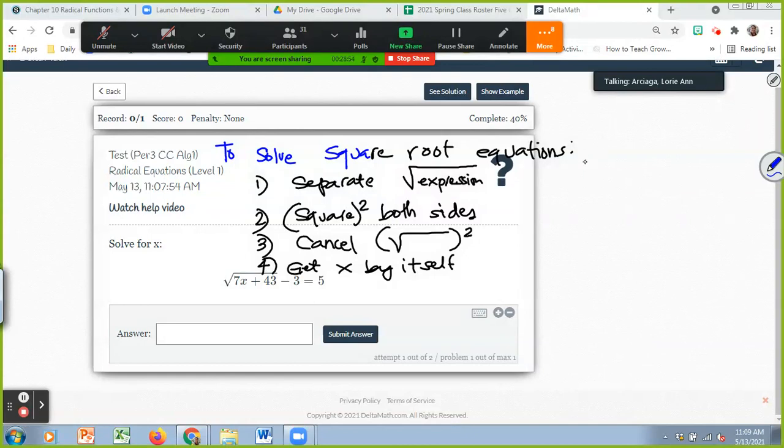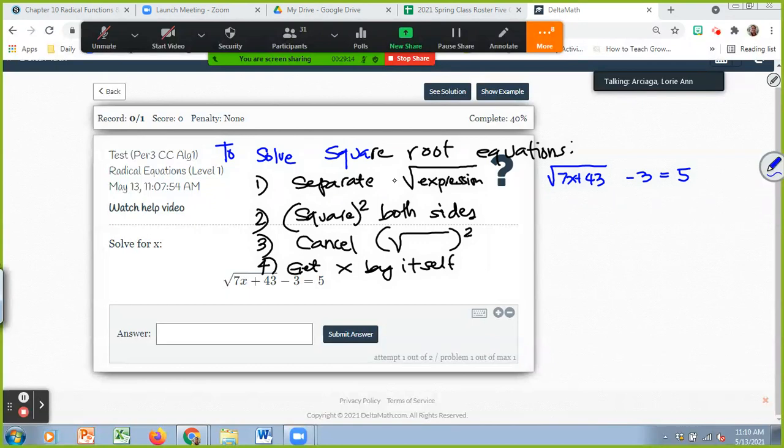So let's start with 7x plus root 40. Wrong, I wrote it wrong. Oh no. Okay, so root of 7x plus 43 minus 3 is equal to 5.